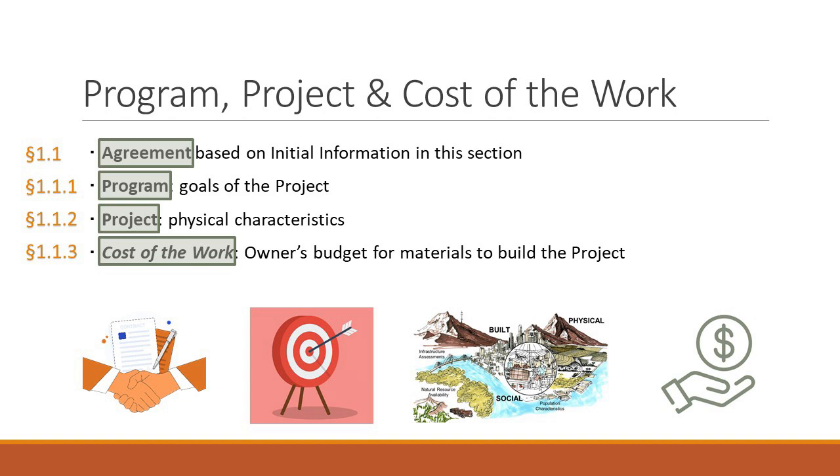Real quickly, the content of this slide, for lecture purposes: this is the beginning of defining the program of the project, the physical characteristics of the project, and then the budget for the Cost of the Work. And budget is a different concept than Cost of the Work in the contract, and we'll talk about that in more detail. But for your purposes, think of the Cost of the Work as the actual cost of the materials and the labor. It has nothing to do with the price of the property.